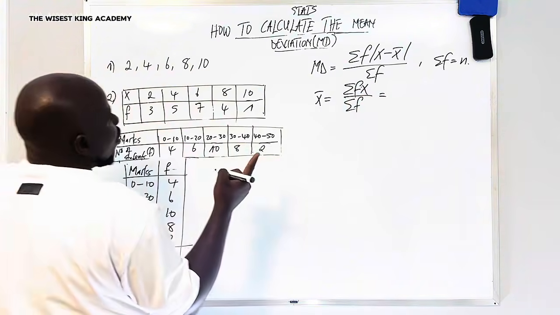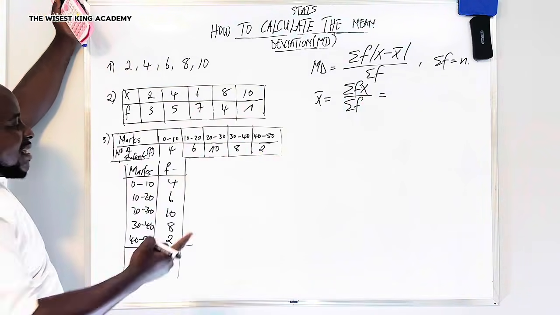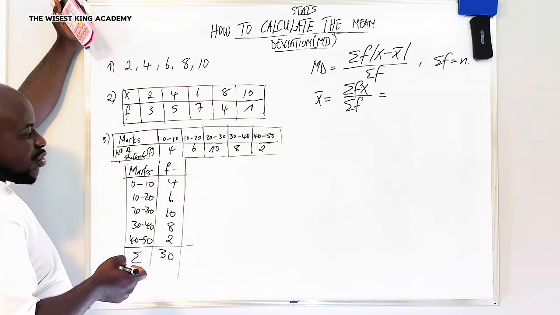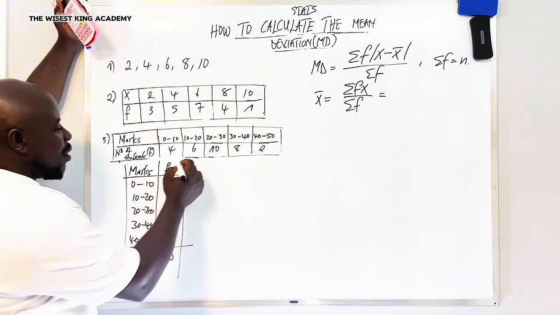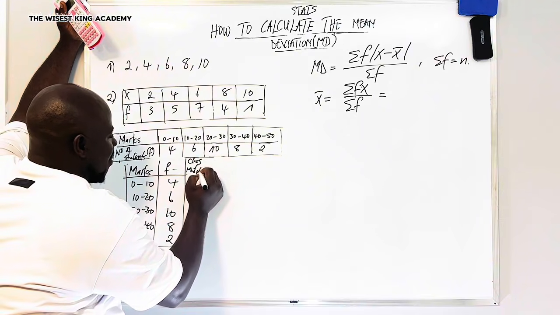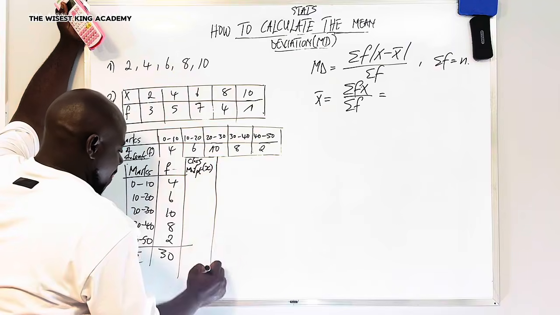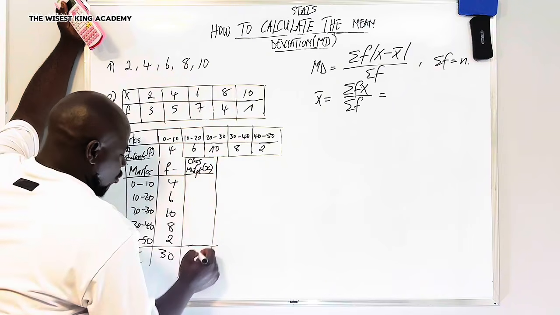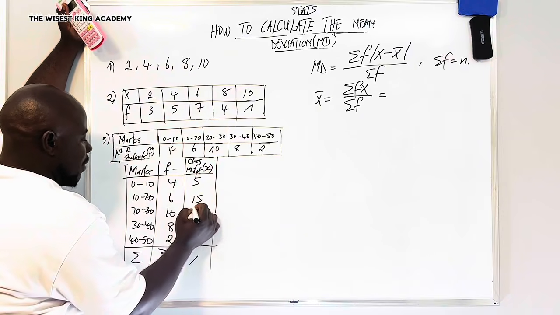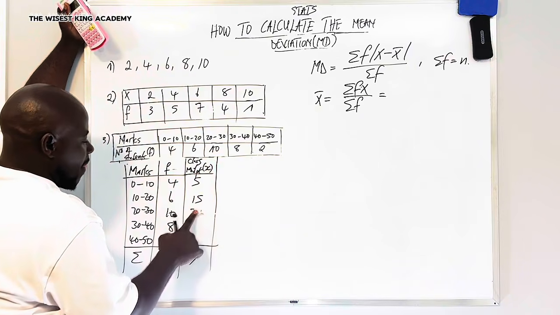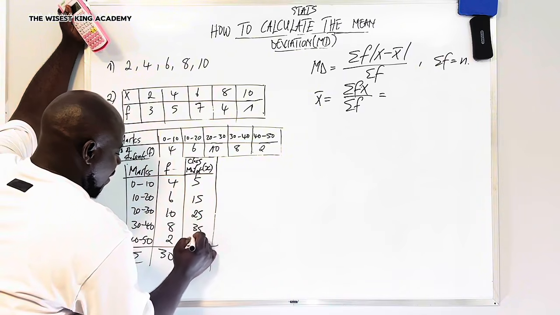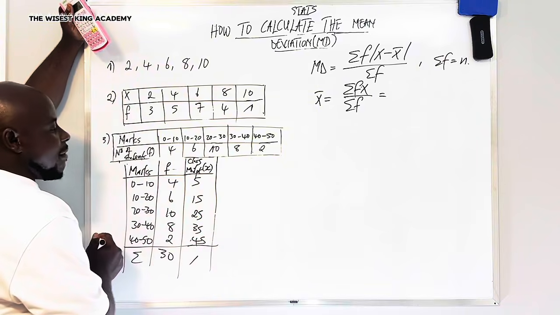So we need to create a column for f of x. But since this is a grouped frequency distribution, do we know x? No. What's going to be x? x is going to be the class midpoint or the class center. Class midpoint, that's going to be x. And you don't sum it up. So this plus this divided by 2: 5, 15, 25, 35, and 45. Have we seen that?